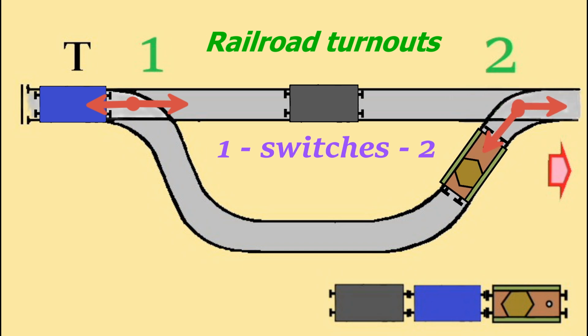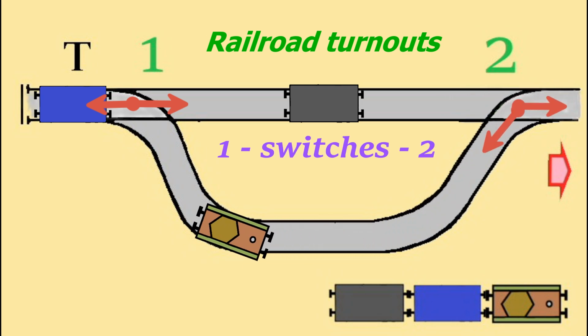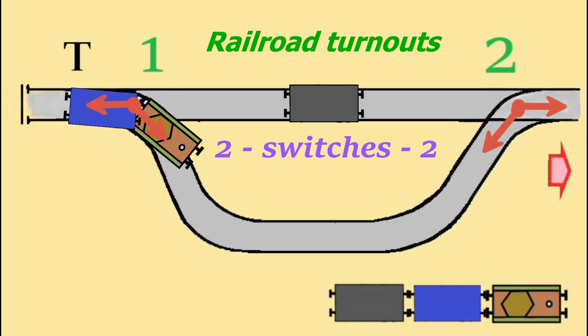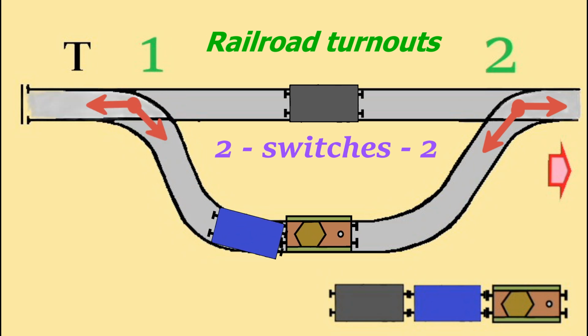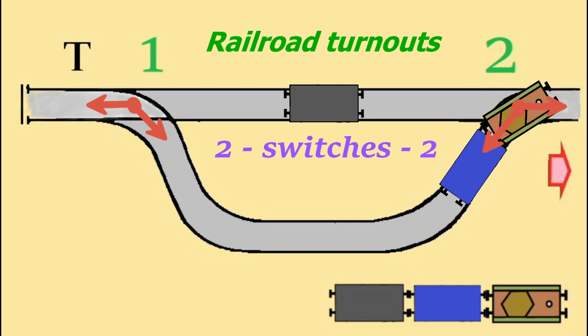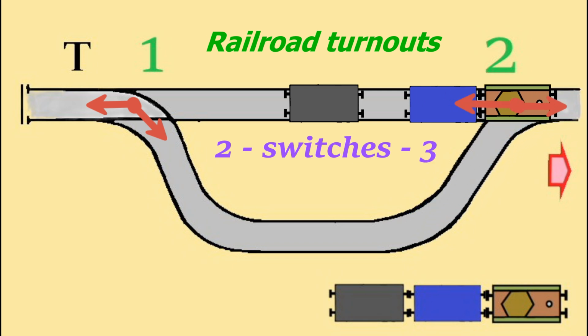Along the second track, it returns for the blue carriage and brings it to the main track. It then goes back along the second track and couples with the gray carriage. The maneuvers are complete. The first turnout was switched twice and the second turnout 3 times.